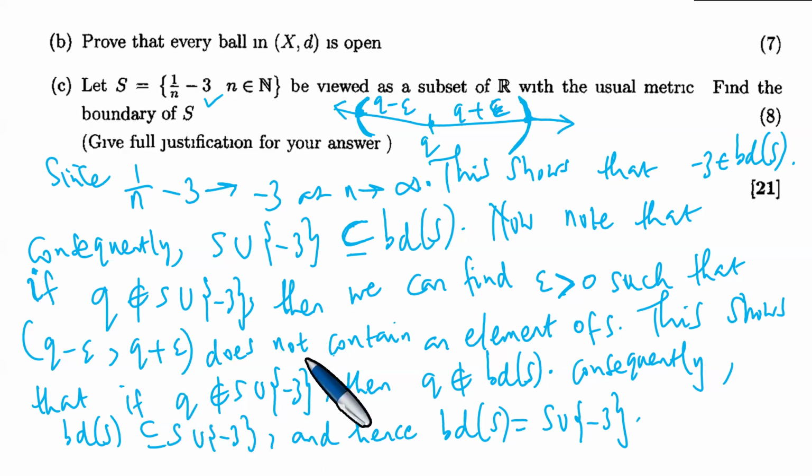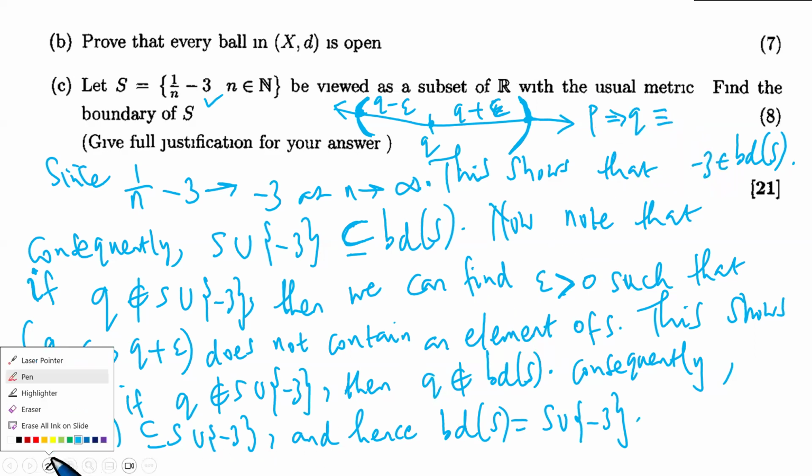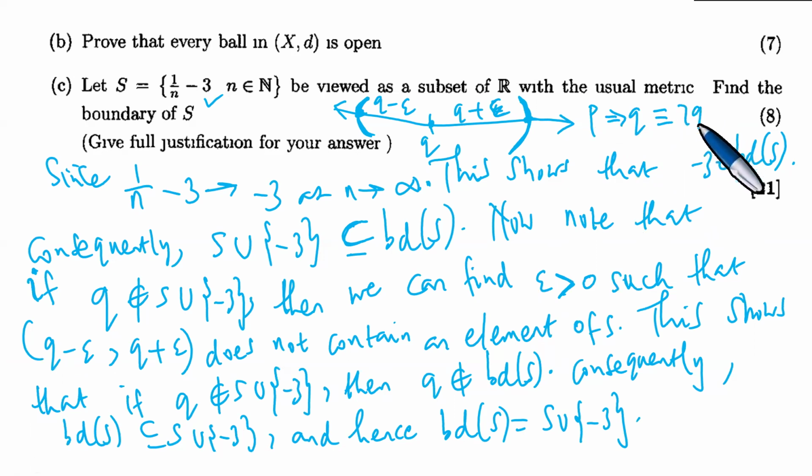This interval does not contain an element of S because Q is not in S union the boundary point. This shows that if Q is not in S union minus 3, then Q is not in the boundary of S. By contraposition, we learn this in mathematical logic, that we did in 2613, that P implies Q is logically equivalent to not Q implies not P.